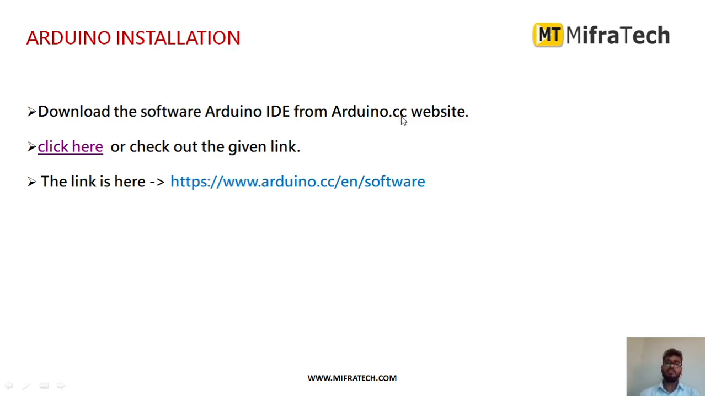from the arduino.cc website. I am going to show you where the website is and what the link is. As you can see here, I have given a click here button. If you click on this, it will directly take you to the Arduino software website. The link is given here, that is http://www.arduino.cc/en/software. From this website you can download Arduino IDE.